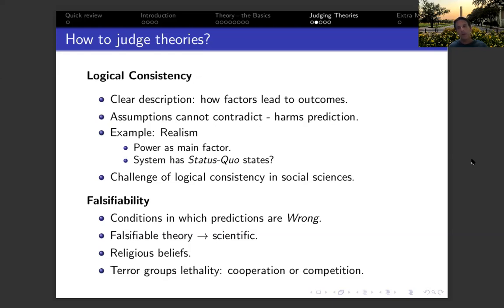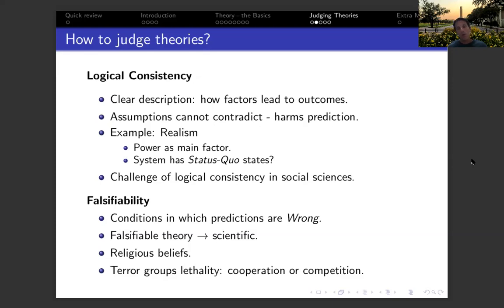There's a cluster of studies that suggest that the more competition there is between groups, meaning there's less cooperation between them, it leads to those groups taking more risky actions, again, in order to ensure their own survival in this competitive environment, which leads in the end to more victims. So one set of studies in the terror group lethality research argues that more competition between groups leads to more victims.